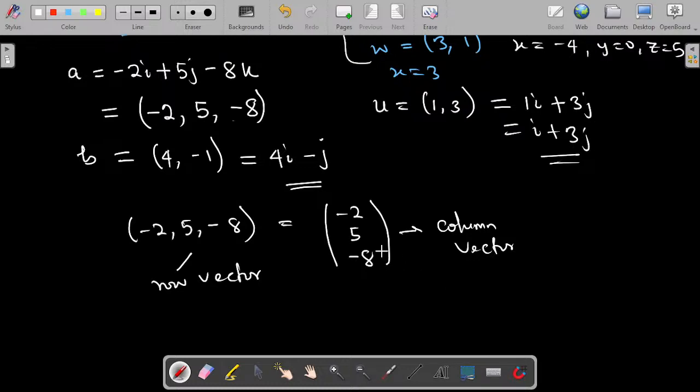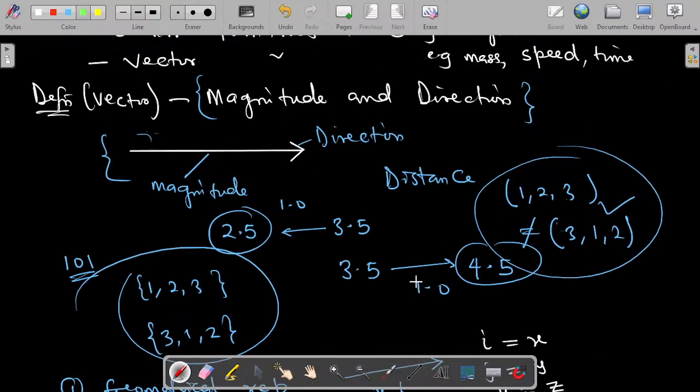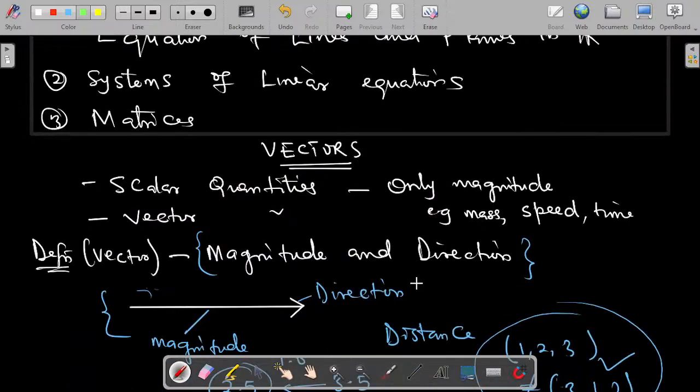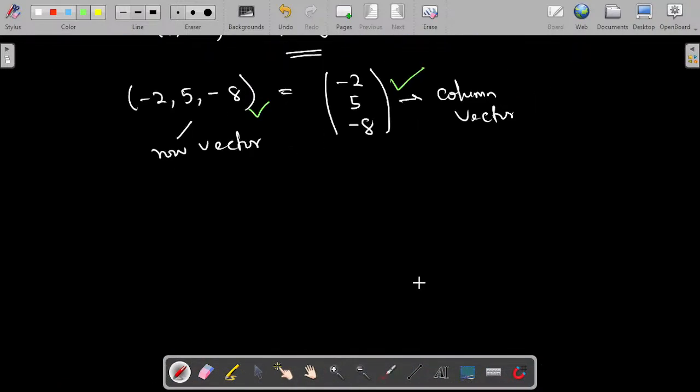So the implication is that this vector A here is the same thing as this vector here, and is the same thing as this vector here. So either of the representations mean exactly one and the same. Okay, so this is the introduction of vectors, what vectors are, and their representations, and now we are going into the algebra of vectors.